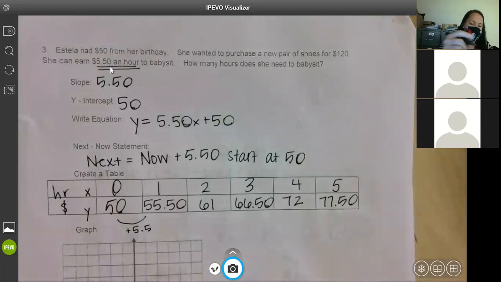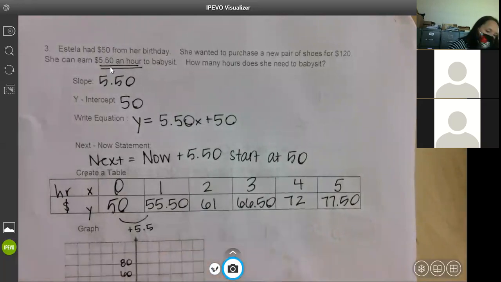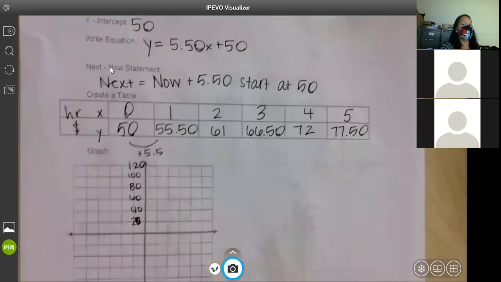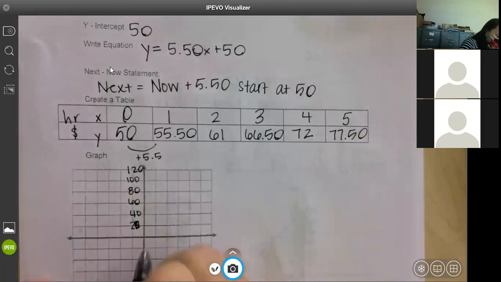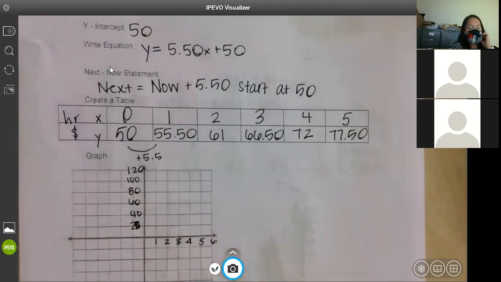Let's see what scale. I use 20. 20, 40, 60, 80, 100, and 120. And the reason I went all the way up to 120 is because that's what she wants. She wants the 120. 1 hour, 2 hour, 3 hour, 4 hour, 5 hour, 6 hour. I'm going to show you a different graph too.